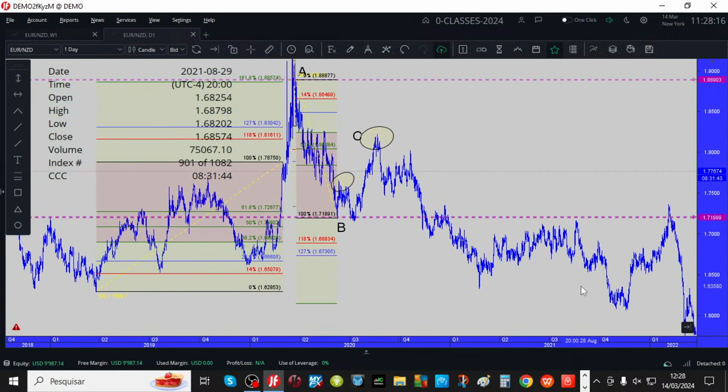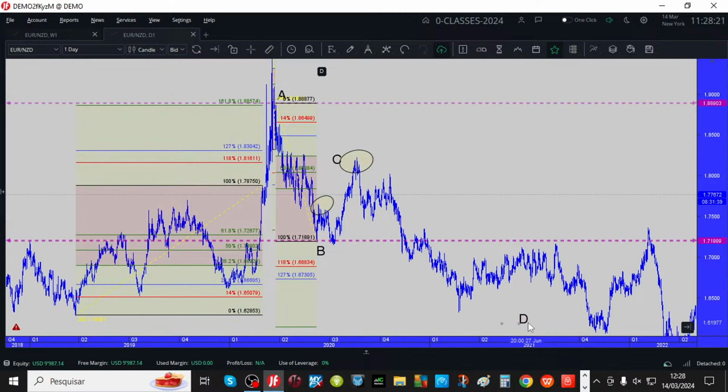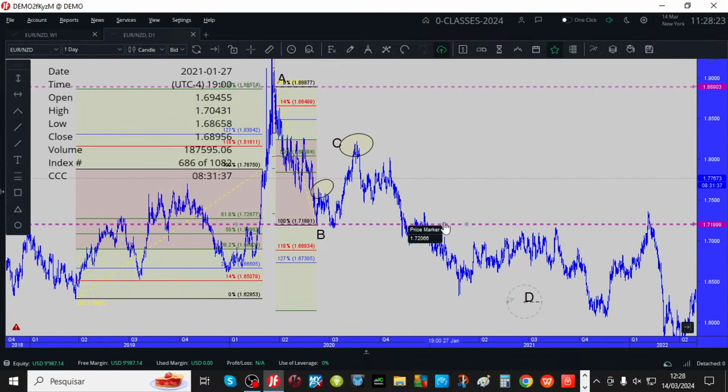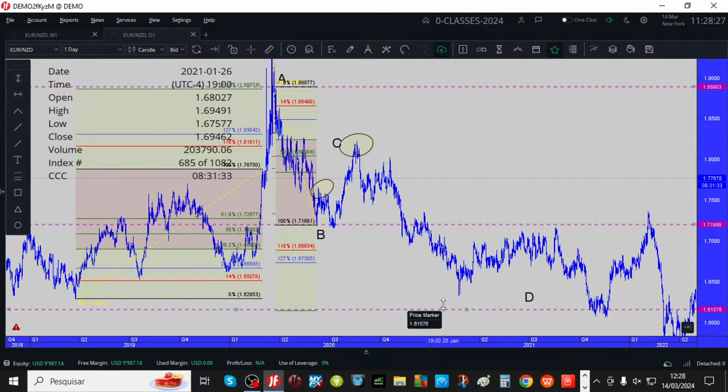And down here, green goes to green, right? So we're going to have the extension to somewhere in here. Which one is the C, everybody?